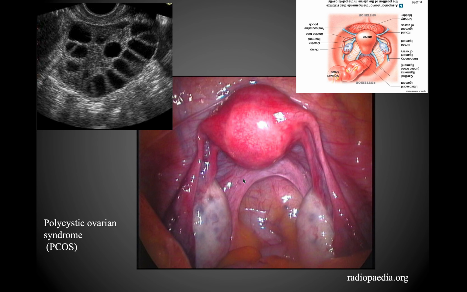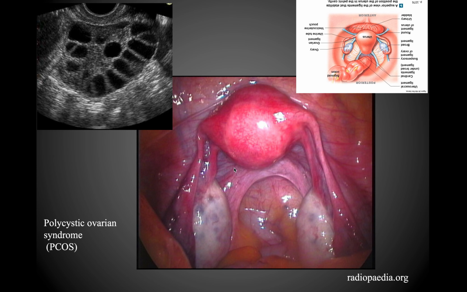Here's another example of polycystic ovary, but in the upper left-hand image, this is the ultrasonographic view of it. So you can see all these different cystic follicles. So again, polycystic because there's an abnormally large number of follicles. And then down here, this is an actual laparoscopic view of the female pelvis.